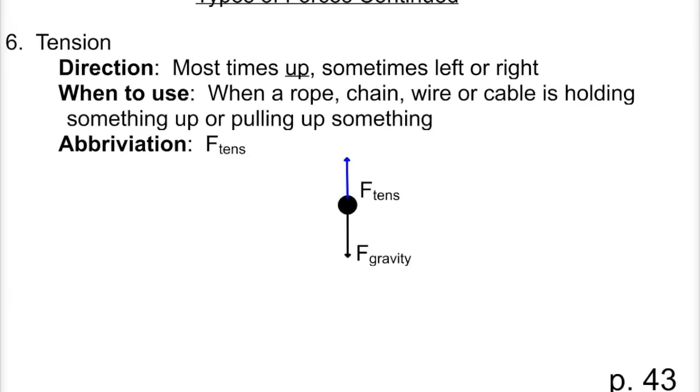Our final force is tension force, and this was also one of our words of the day. So a tension force, the direction you're going to draw this one is most times up, sometimes left or right. You're going to use this when a rope or a chain or a wire or a cable is holding something up or pulling something up. So this object can be moving and pulling up, okay? Or it can just be holding it stationary in space. And the abbreviation for this is F and TENS, tension.